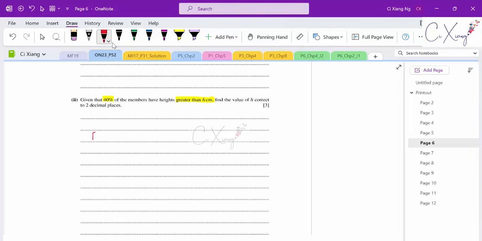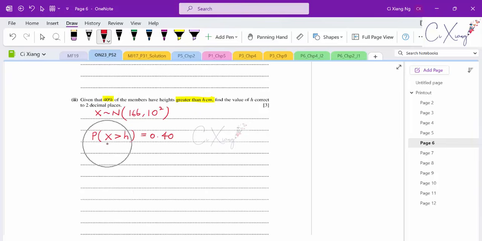It should be the probability that the height x is greater than h, meaning more than h, equals 40%. So 40% means 0.40. And they want us to find the value of h correct to 2 decimal places. This is still talking about the height of the members, so they still have the same distribution, where it is normally distributed. We copy the mean and also the variance from the previous part. So you have 166, then 10 squared, which is the variance.